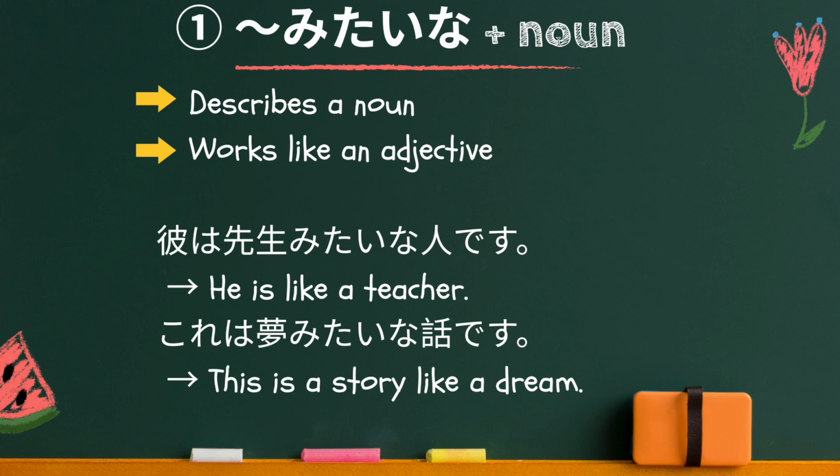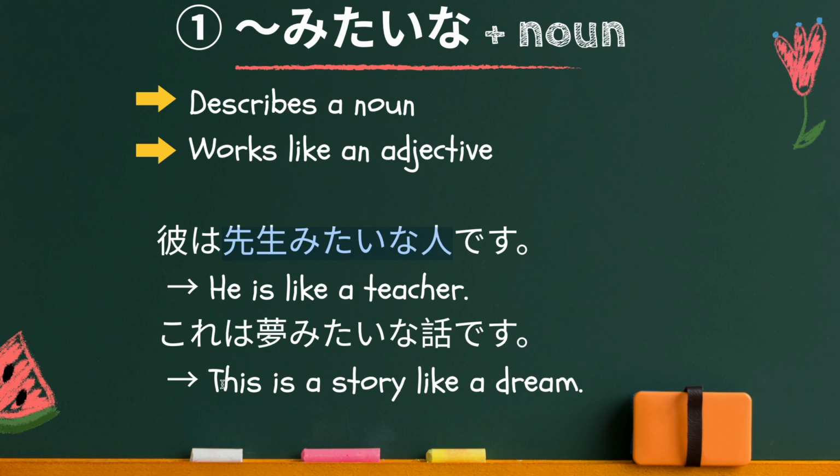Let's first look at the first grammar format, みたいな plus noun. It describes a noun, and it works like an adjective. For example, he is like a teacher. 彼は先生みたいな人です。みたいな plus noun. 先生みたいな人 means a person like a teacher.